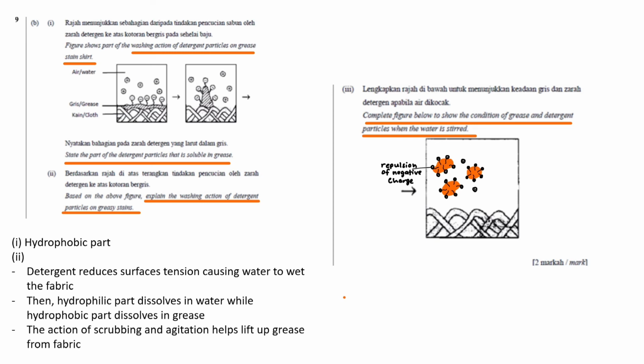For Roman 2, based on the above figure, explain the washing action of detergent particles on greasy stains. So these are facts and you need to memorize and do practice. And the answer is, when detergent is added to water, the detergent will reduce the surface tension of water and the shirt will be wet thoroughly. The hydrophilic part of the detergent anion dissolves in water, while the hydrophobic part dissolves in grease.